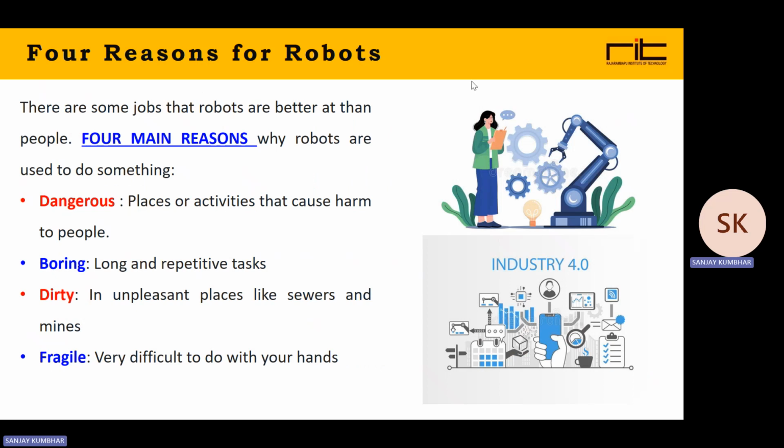Why, apart from human beings, are we going for robots? There are four reasons. Dangerous work, in places or activities that can harm people, where people cannot work. Dull, boring work: long and repetitive tasks. Dirty, unpleasant work, such as in sewers and mines. And delicate work, which is very difficult to do with the hands. So for these four Ds, dangerous, dull, dirty, and delicate, we are utilizing robots.